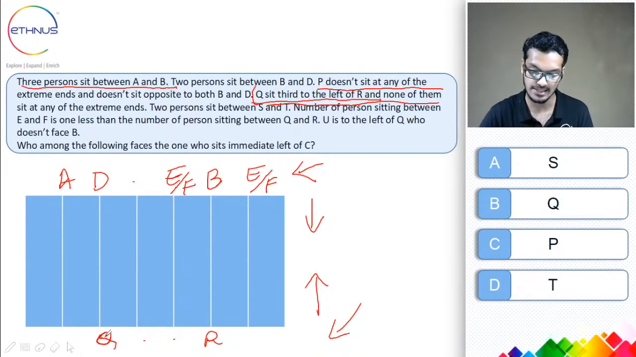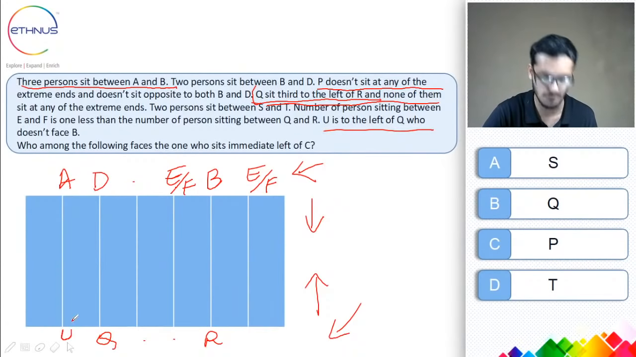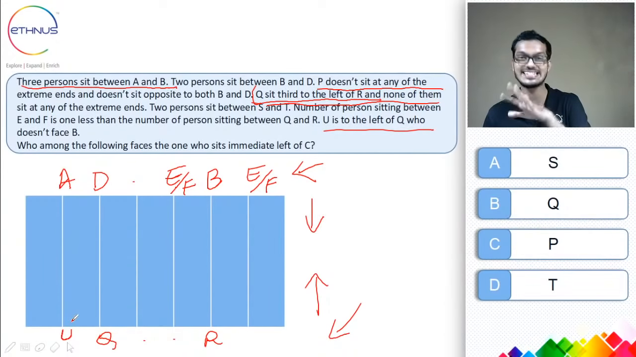And let's go to the next condition, that is U is to the left of Q. So if U is to the left of Q, where is Q? Q is here. U should be here. So it should be somewhere to the left of U. Okay, so let's fill the remaining one. Which is left out on the top? It is C that is left out. And you know that P cannot be in the extreme. So definitely it should be somewhere in the middle.